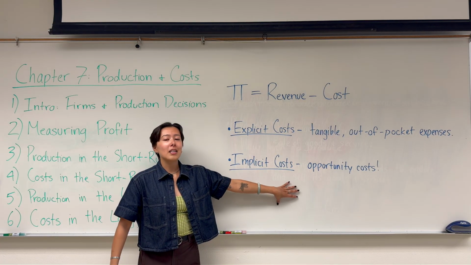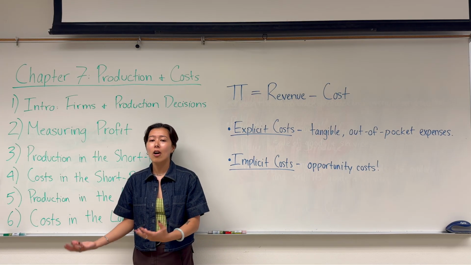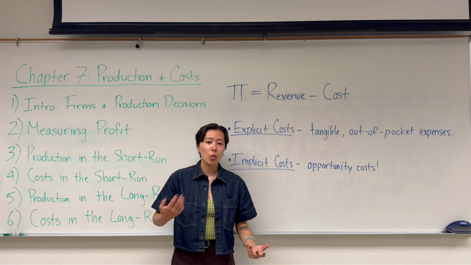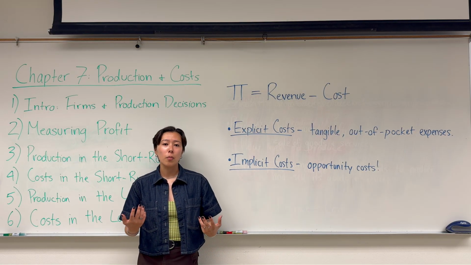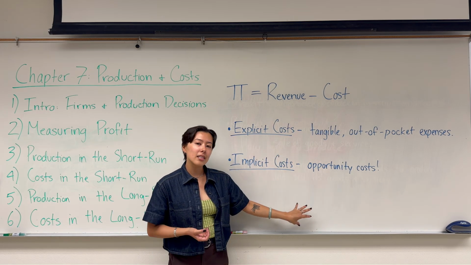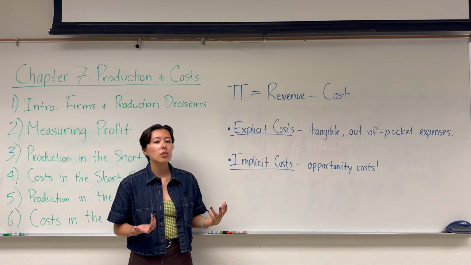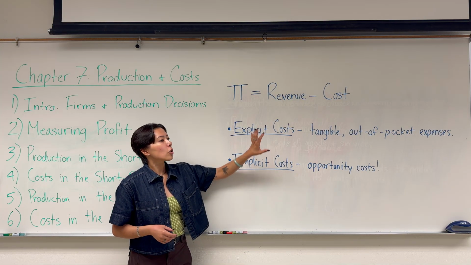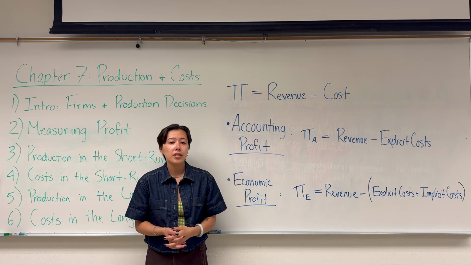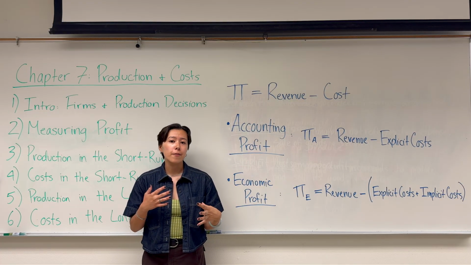So if I didn't spend that $50,000 on my pizza shop, maybe I could have invested it in the stock market. Maybe I could have used all of my time to go work somewhere else where I could have earned more money. So for economists, we care about both these explicit costs and these implicit costs. And depending on which types of costs we're considering, we can actually create two different definitions for profit. So depending on which costs we're considering, we can calculate profit in two different ways for any firm.